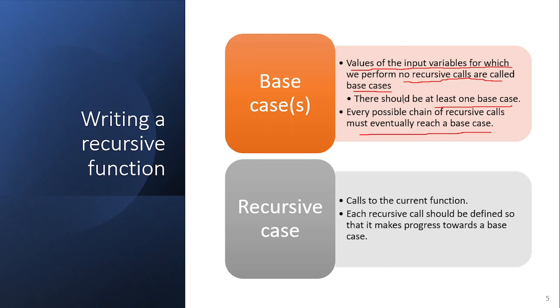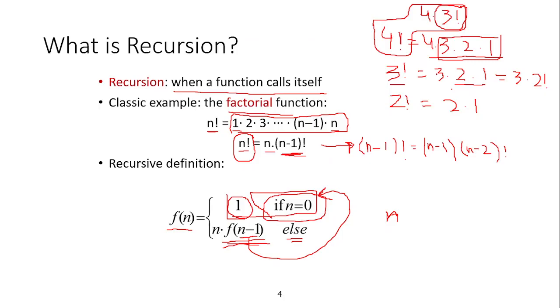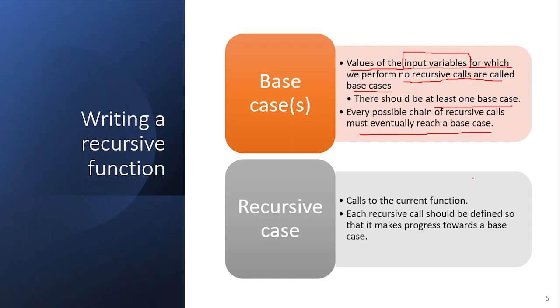So what are base cases? Base cases are those cases, or those values of the input variables, for which we don't need to perform recursive calls, and for which we know the value of the function, or we know what to do. Base cases are the simplest cases. In the case of the factorial function, we know the factorial of 0 is 1. This is the base case, and then this is the recursive case, and this recursive case eventually reaches this base case.